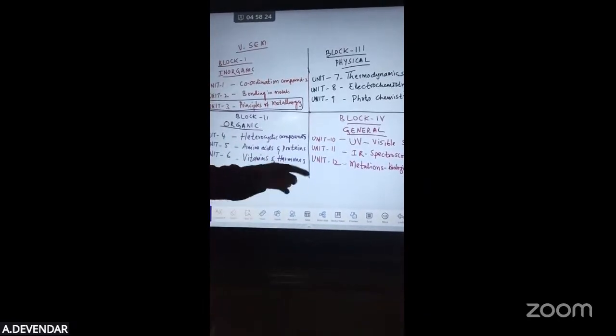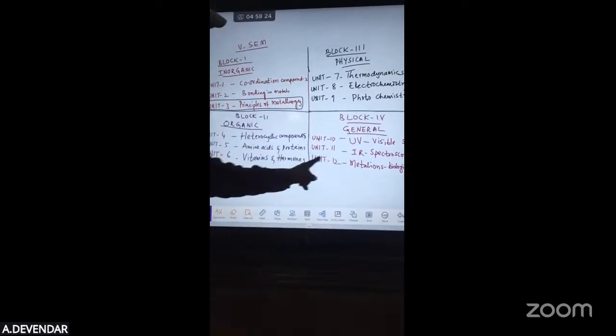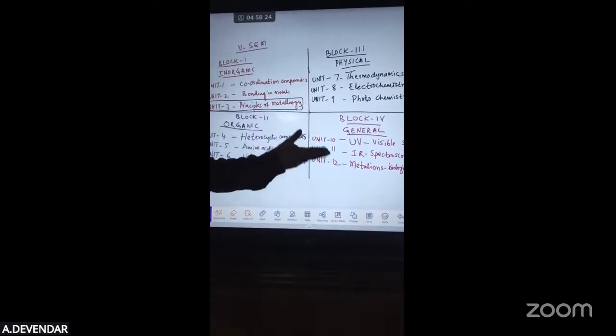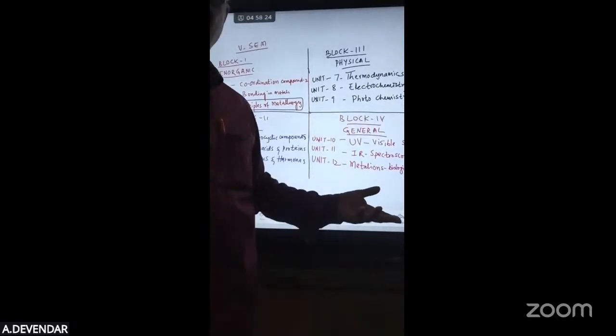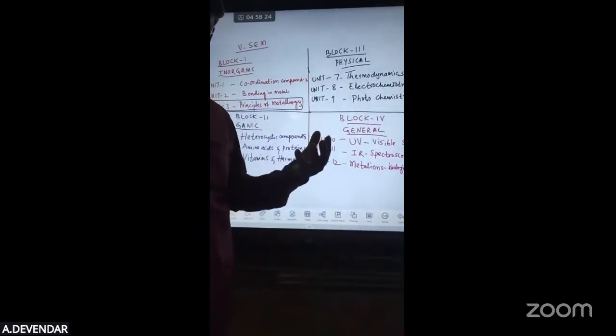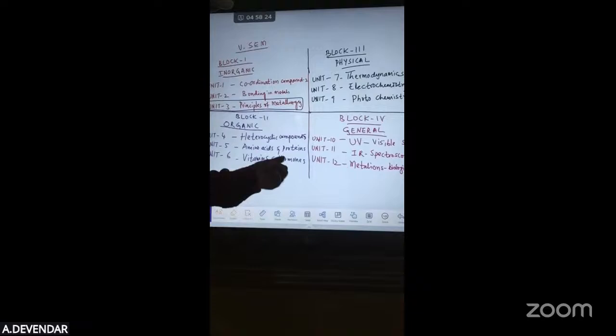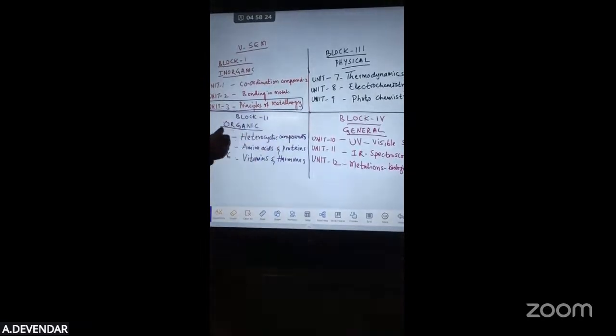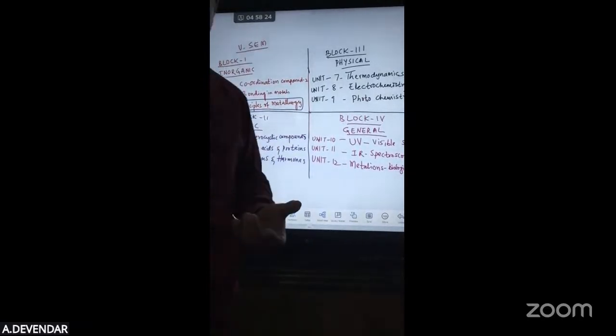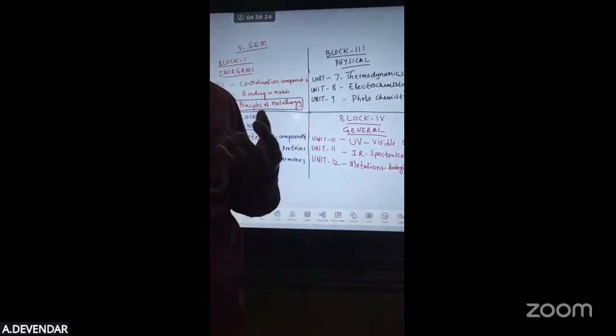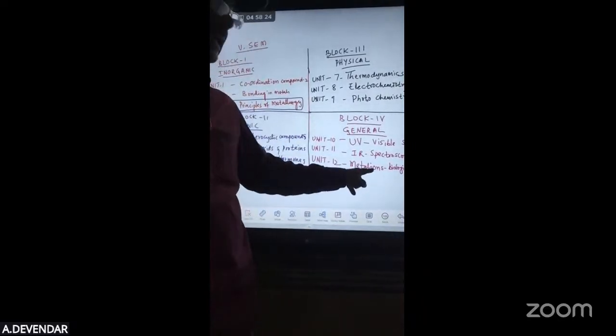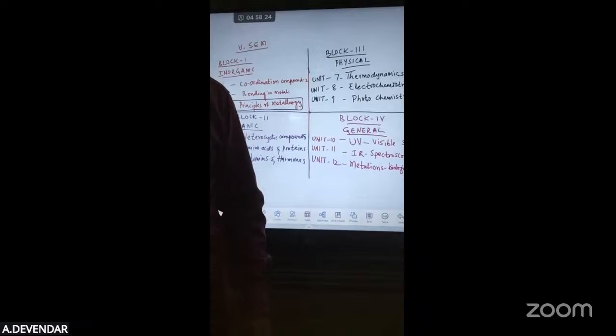Why? Because anyhow you are learning particularly vitamins and hormones, and in those, metals will be present. For example, cobalt is present in the vitamin cyanocobalamin, vitamin B12, where the metal ion is present as the central atom. That will be learned in metal ions in biological systems. So you have to learn that in this particular chapter.